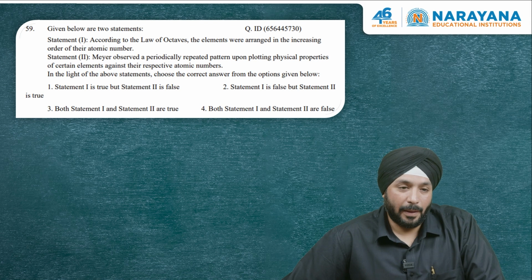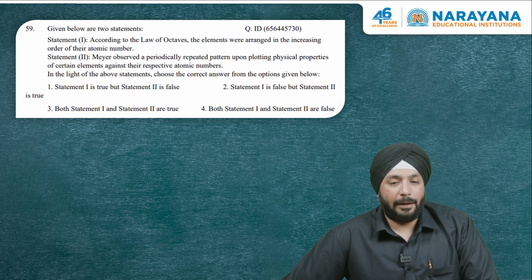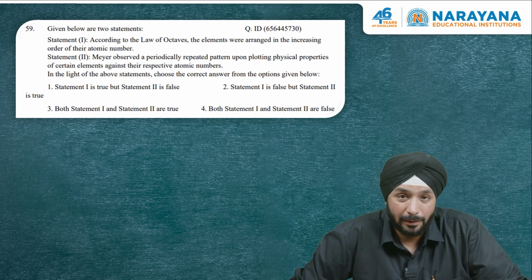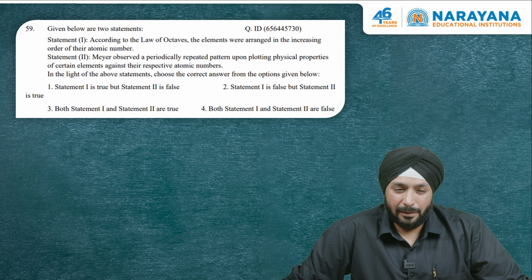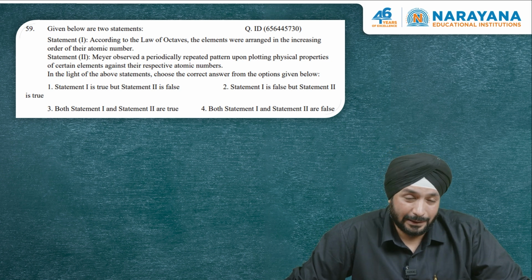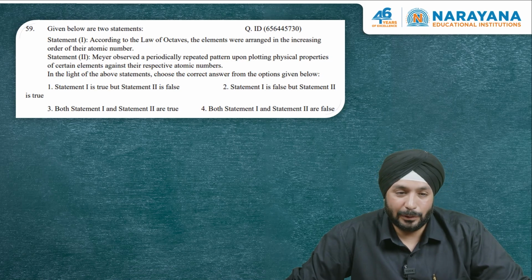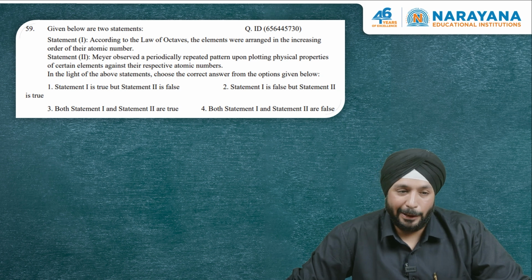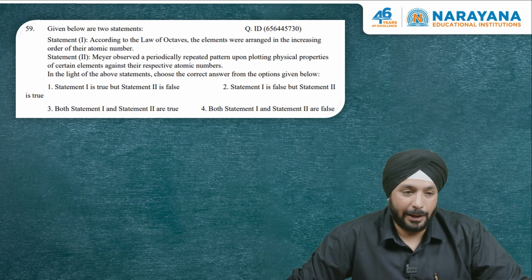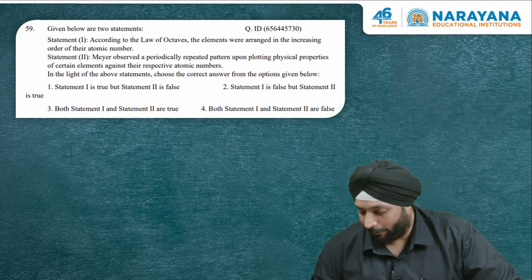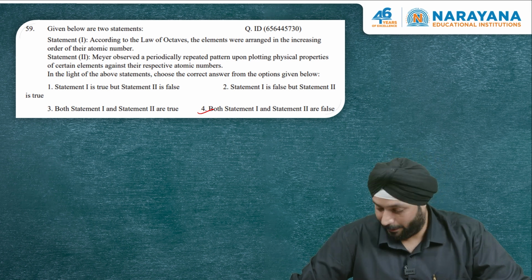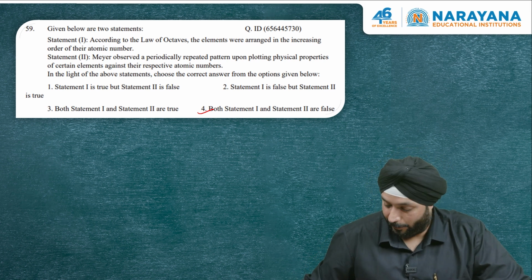Now Lothar Meyer observed a periodically repeated pattern upon plotting physical properties of certain elements against their respective atomic number. Again, not atomic number. He did some observation based on atomic masses, and he plotted a graph between physical properties and atomic masses. So it was not based on atomic number, it was based on atomic mass. So statement 1 and statement 2 clearly are incorrect. So the answer is supposed to be 4, and it's a direct question from periodic properties. Everyone would have done it correctly if they had read it properly. So I guess we'll move ahead with the questions.